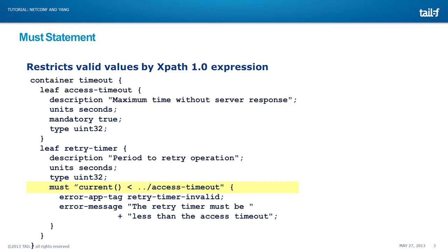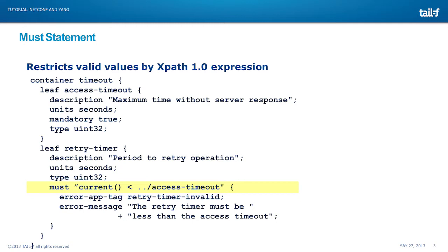So we see an example of must on this slide where we have an access timeout and a retry timer. The retry timer has a constraint in our application that its value must be less than the value that has been set into access timeout. This is a semantic constraint. It's a relationship between data.